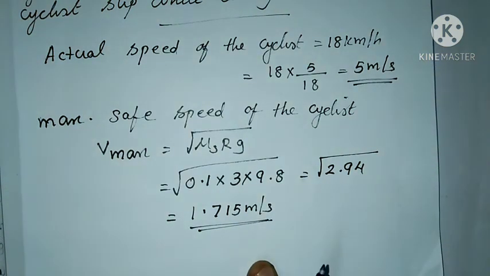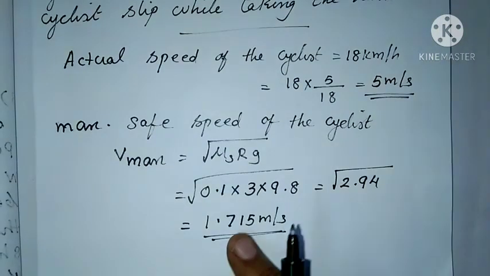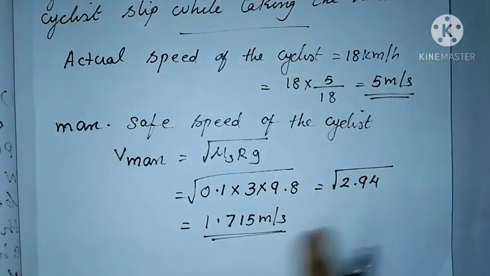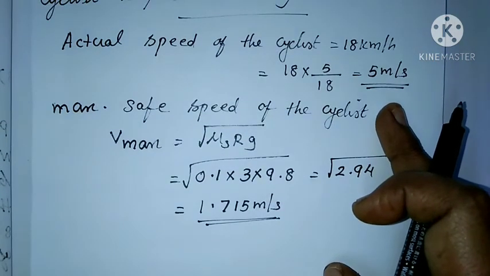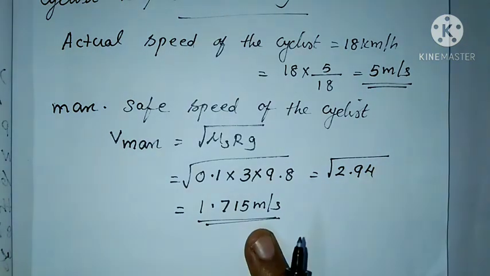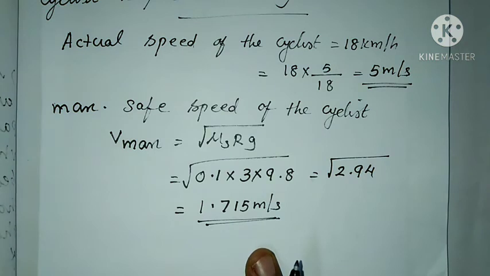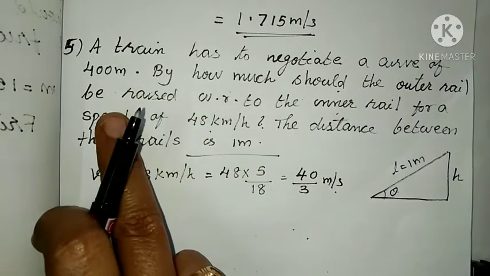But what happens here? The actual speed is greater than this safe speed. So the cyclist will slip while taking the turn. So you want to write the last answer: the actual speed of the cyclist is greater than the maximum safe speed, so the cyclist will slip while taking the turn. You should conclude the answer like this. Clear?